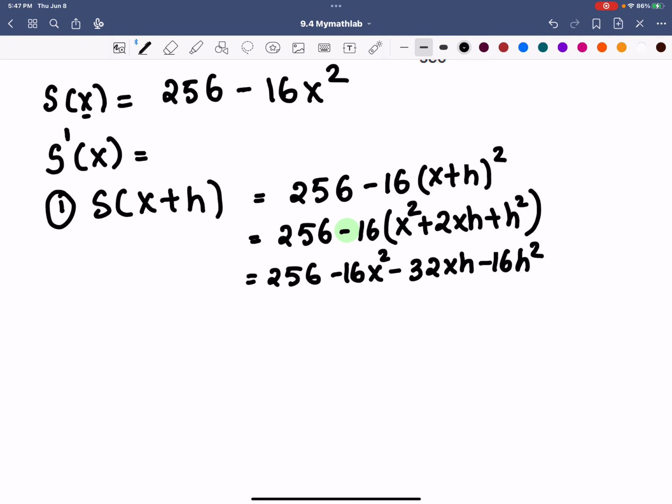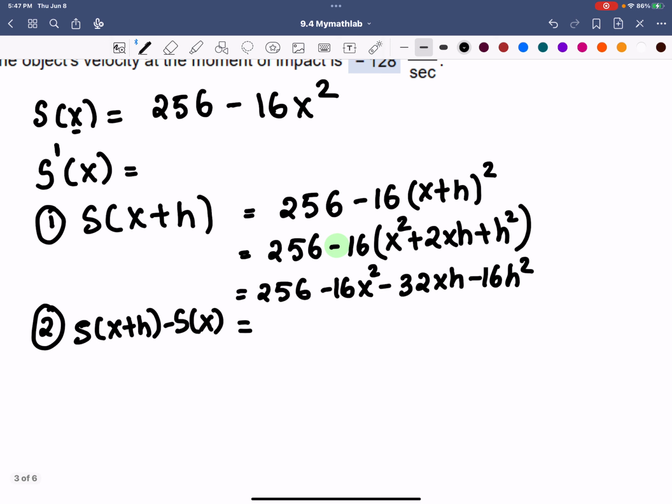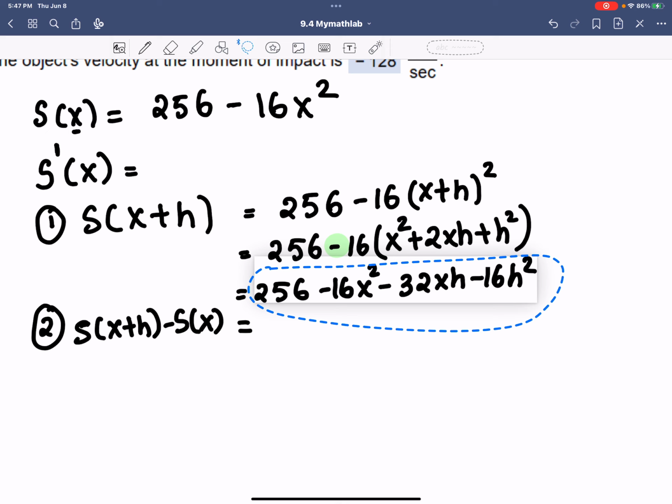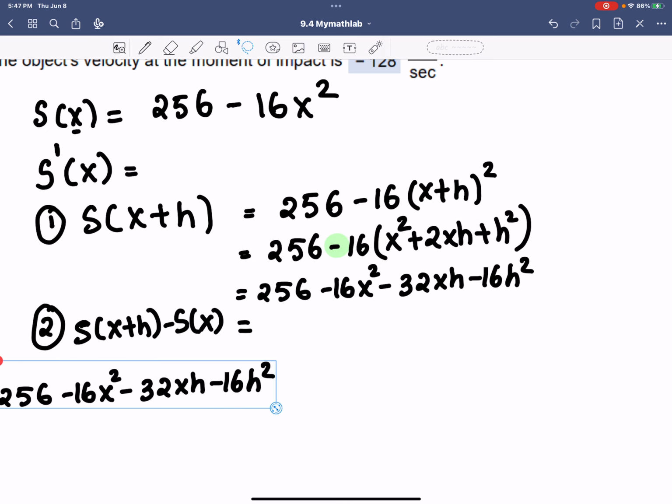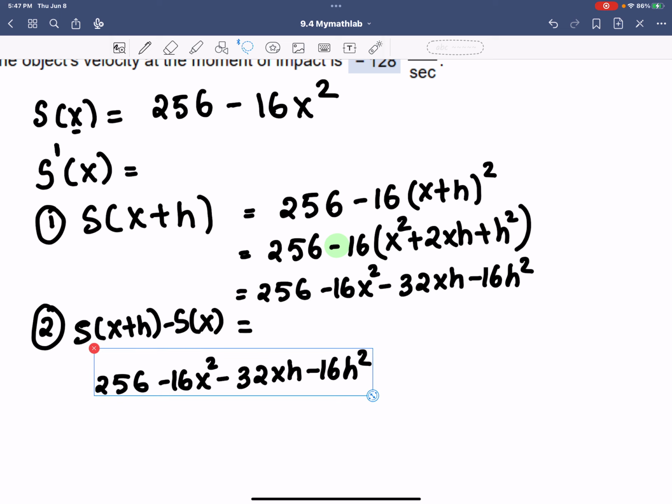What is step 2? Remember, step 2 is to subtract. I don't like to write all these down, but let's do it. Step 2 is to subtract s of x. Because I'm using my iPad, I'm going to copy this and paste it right here. So this is my s of x plus h. And what do I do? I subtract. What do I subtract? S of x.